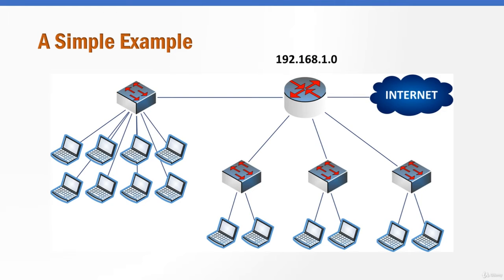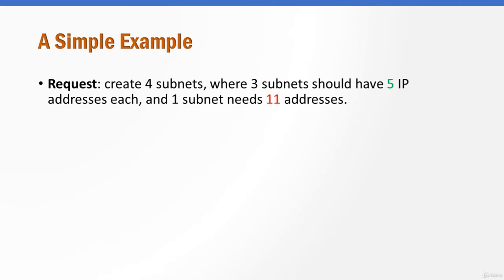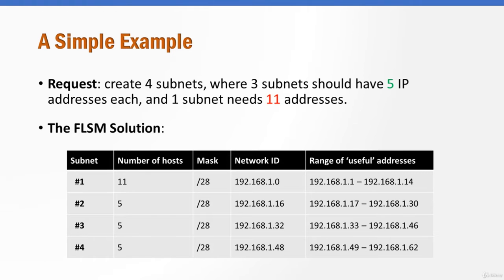We're going to use the same example we used in the previous lesson, only this time we're going to adapt the mask when we get to the smaller networks. So we're not going to use the same mask for all 4 networks. So the request was to create 4 subnets where 3 subnets should have 5 IP addresses each, and 1 subnet needs 11 addresses. Let's remind ourselves what was the solution when we used the fixed length technique.